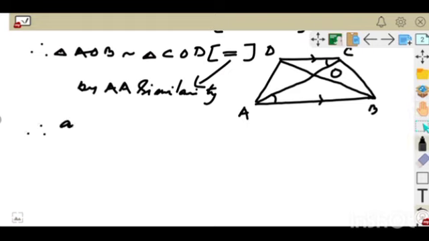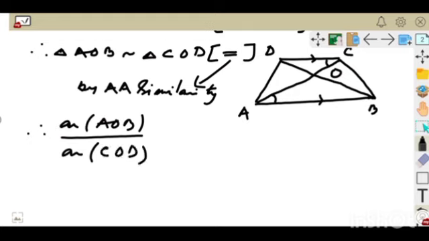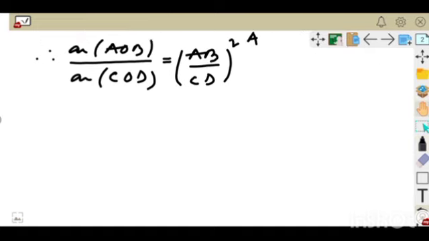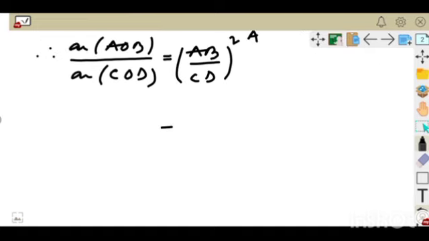Therefore, area of triangle AOB divided by area of triangle COD. Here you can write AB. AB means what is the corresponding side of AB? CD. Then whole square. Okay, now I'll write here equal to. The question tells you that AB is what? 2 times of CD. This is given by the question.